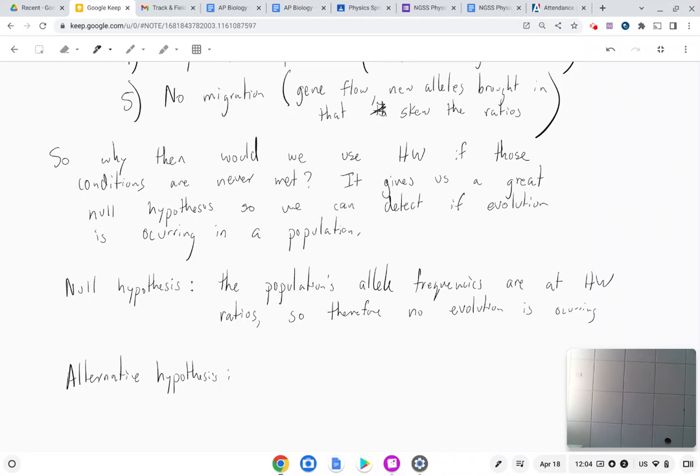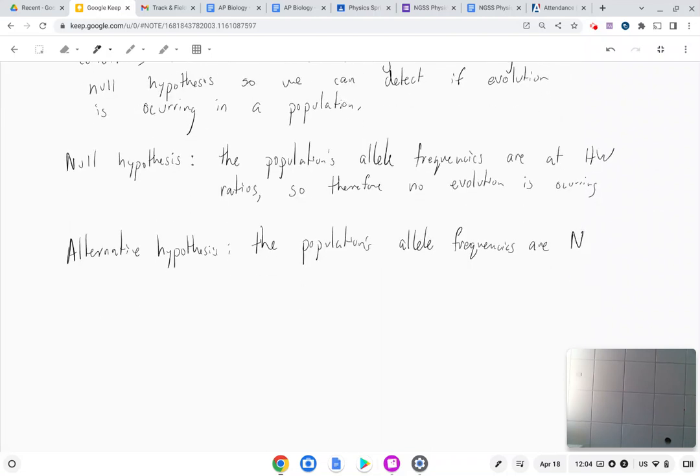And what you're going to see is whether or not you can reject that null hypothesis. Because if you reject it, you are showing that evolution is occurring, because we're finding ratios that are not what we would normally expect. Therefore, evolution would be occurring. So the alternative is the population's allele frequencies are not at Hardy-Weinberg ratios. Therefore, evolution is occurring. Or you could say evolution must be occurring.